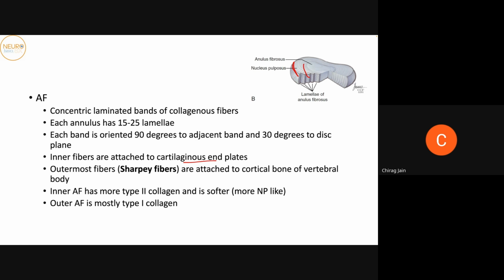Now, the inner annulus fibrosus is a little bit more like the nucleus pulposus in that it has more type 2 collagen and it is softer. It is more nucleus pulposus-like. The outer annulus fibrosus is stronger. It is mostly type 1 collagen.